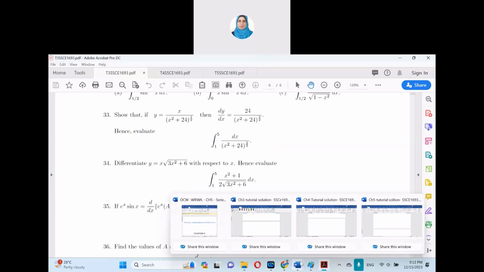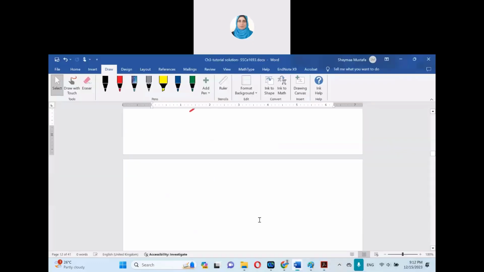Because it's exactly the same idea, after 35 I will go for the second chapter. Or maybe we can stop here at 35 and 36. It's not so important. Maybe I can send the solution to you on WhatsApp for all of you, because I have to go for the second chapter. It will take a long time for this one.